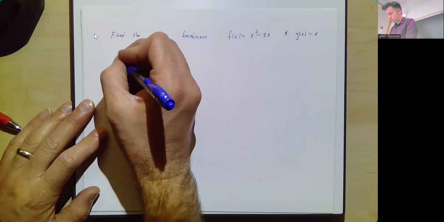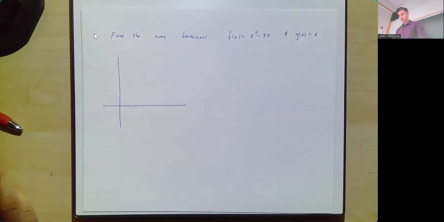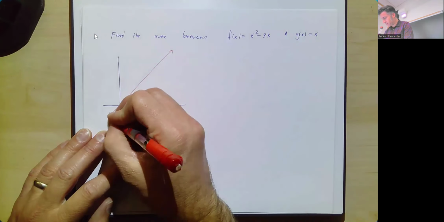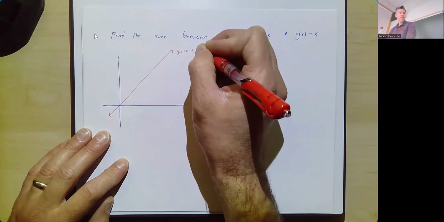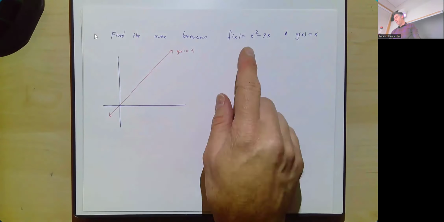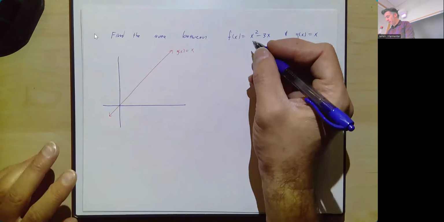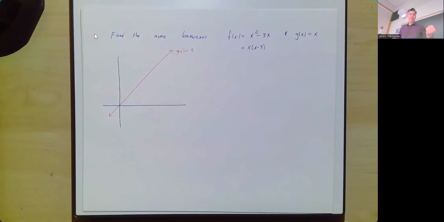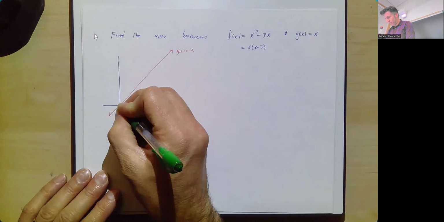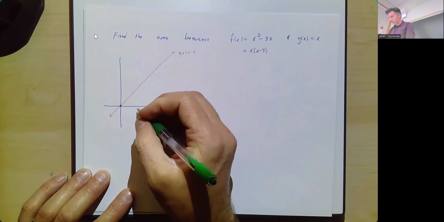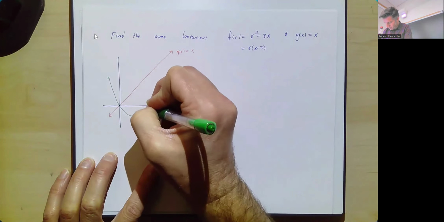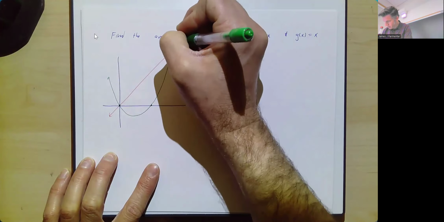So here's g of x equal to x. Nice and easy. And f of x equal to x squared minus 3x. If you factor out an x for just a second, you can see that that's going to have x-intercepts at 0 and 3. If I draw my f of x, I'm going to have an x-intercept at 0, an x-intercept at 3, and it's going to be an upward opening parabola. It's going to look something like this. Somewhere up here, they'll intersect.